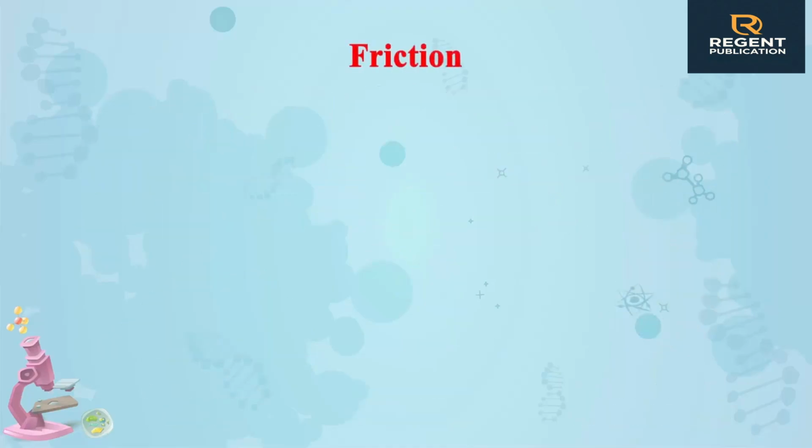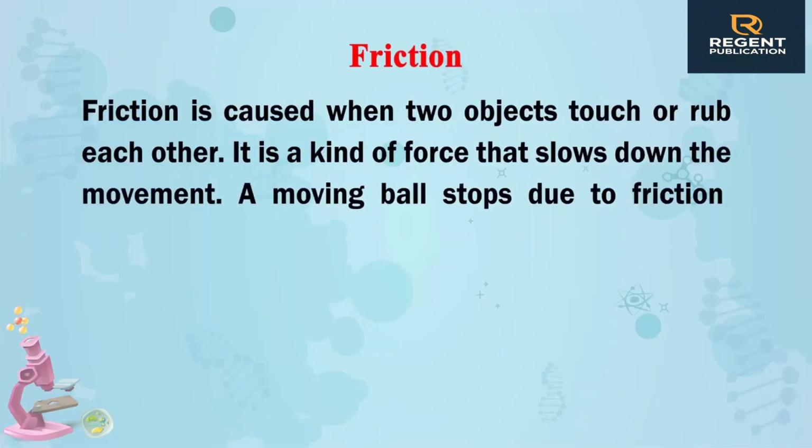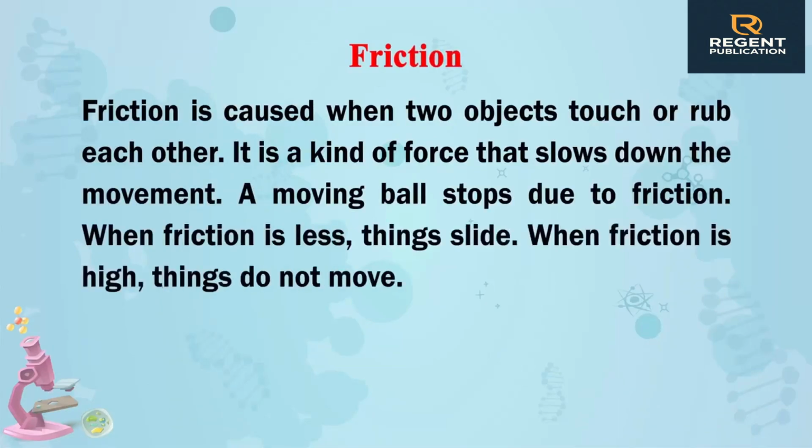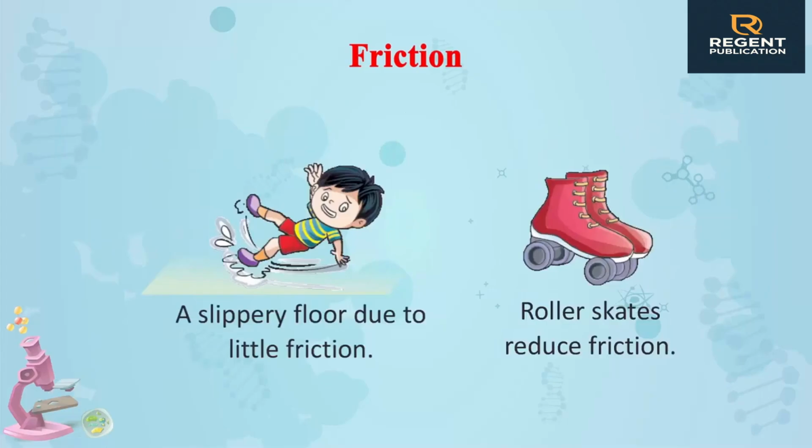Friction. Friction is caused when two objects touch or rub each other. It is a kind of force that slows down movement. A moving ball stops due to friction. When friction is less, things slide. When friction is high, things do not move. Friction helps us to walk. If there was no friction, everyone would keep slipping. A slippery floor has little friction. Roller skates reduce friction.